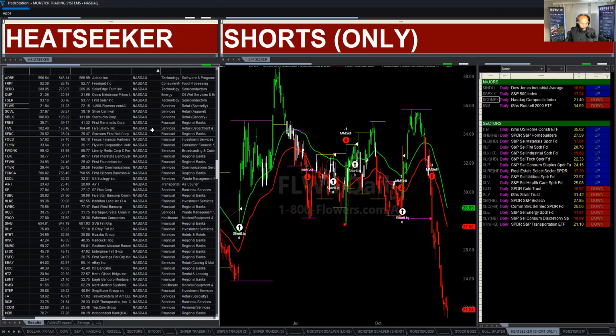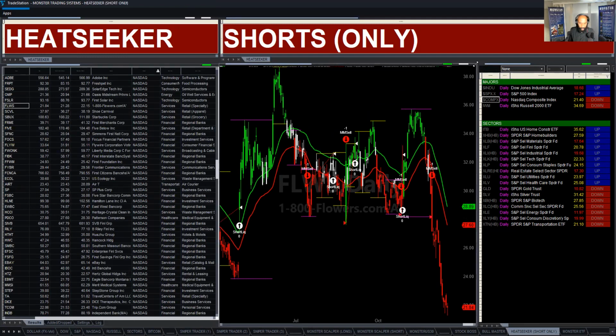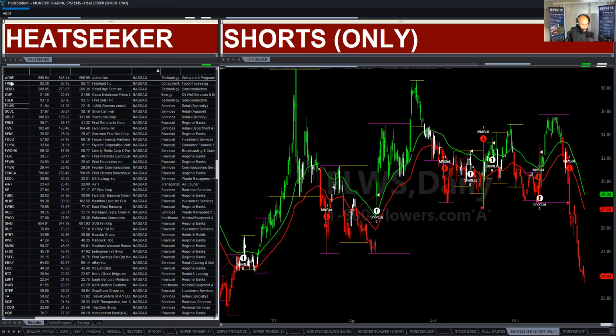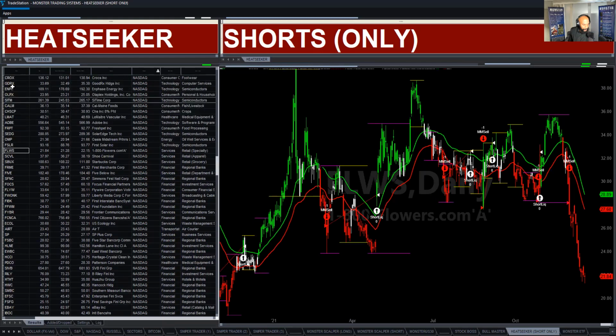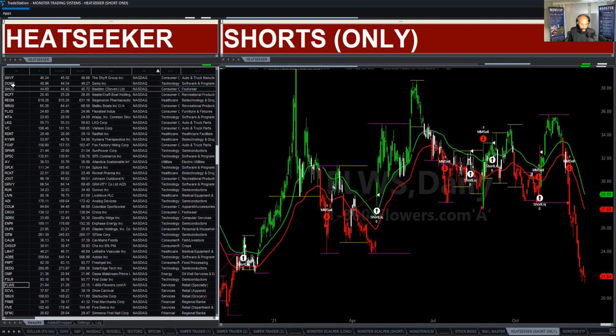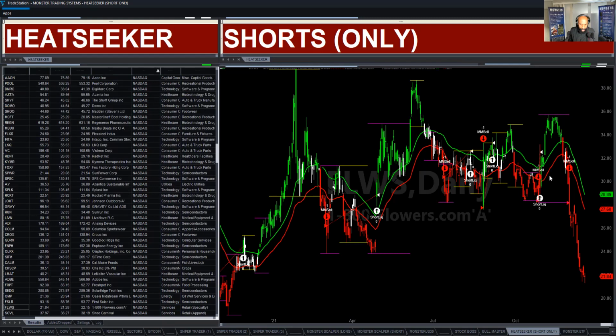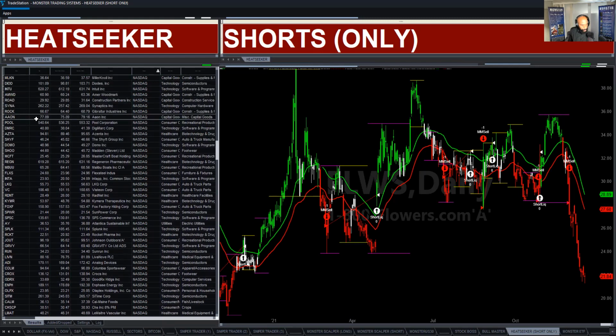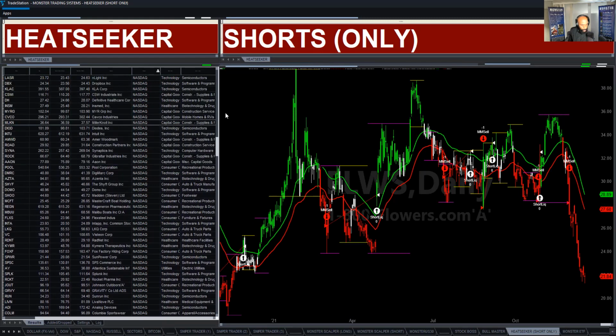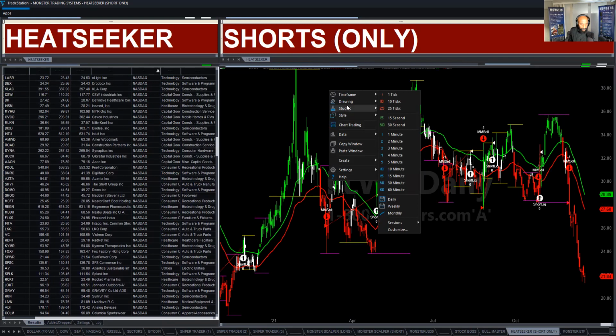I want to show you guys these. These are NASDAQ stocks. So the NASDAQ is going lower, and then this heat seeker is what pulled up stocks that are currently in the NASDAQ. And I want you guys to see why it's really, really important. I'm going to turn up the short, and I'm going to turn off.